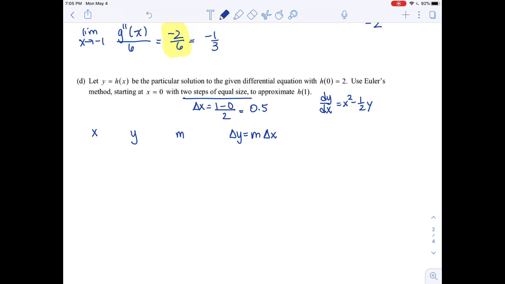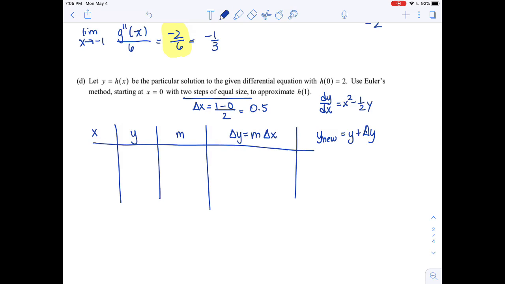Okay, and then we're going to have delta y, which is equal to m times delta x. And then you're going to have y new, which is equal to y plus dy. Okay, or delta y, I should say. So you're starting at the point (0, 2). You're ending when you get to the point (1, something). This is the point where you want to stop, because that will be your approximation for h of 1. Sometimes people go on further, and you definitely don't want to go on further.